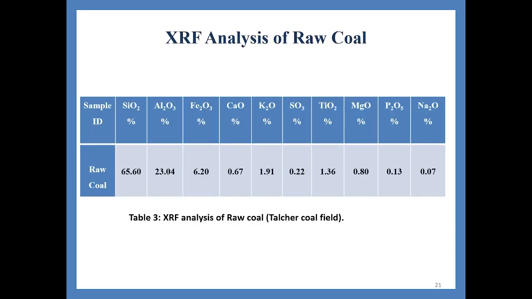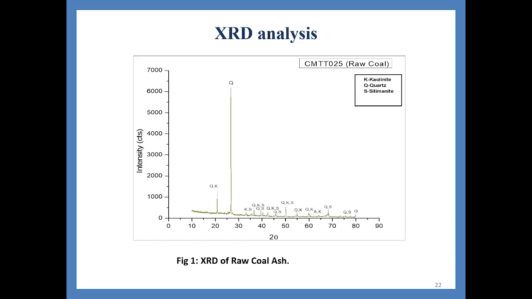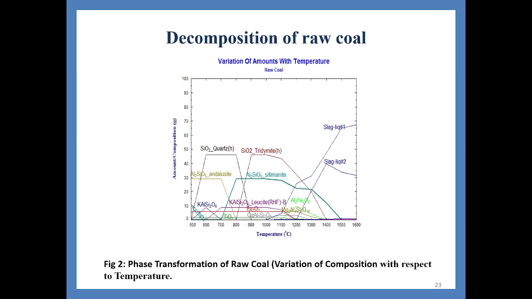XRF analysis, this is the result of XRF analysis of our raw coal ash. Raw coal is identified from the coalfield. This is the XRD analysis. Through XRD analysis, we clearly see that the quartz percentage is clearly visible. Here the decomposition of raw coal, for this phase transformation, is taken for the raw coal variation of composition with respect to temperature.